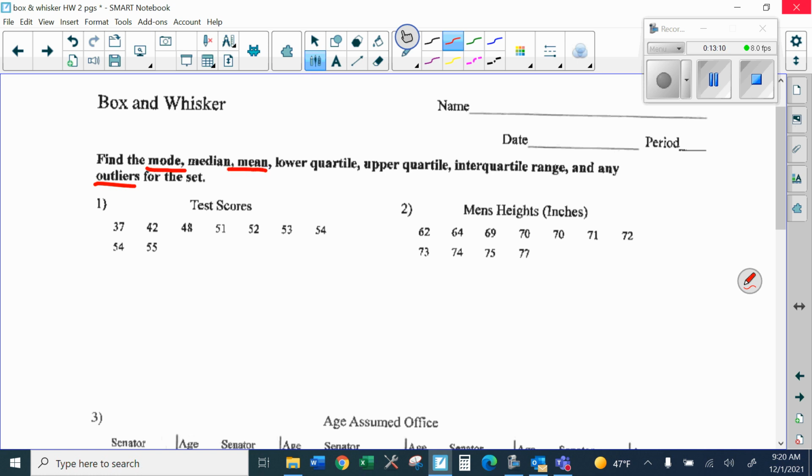And the mean that we're adding in here. Lower quartile, that's Q1. Upper quartile, that's Q3. Interquartile range, that's the IQR that we did from last time. Any outliers. So mode, remember that? Another word for that is the most. Which one occurs the most? The median, that's your Q2.